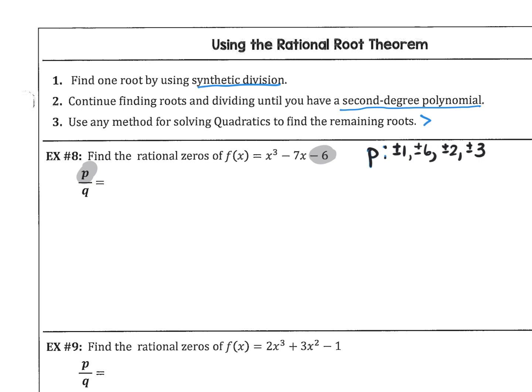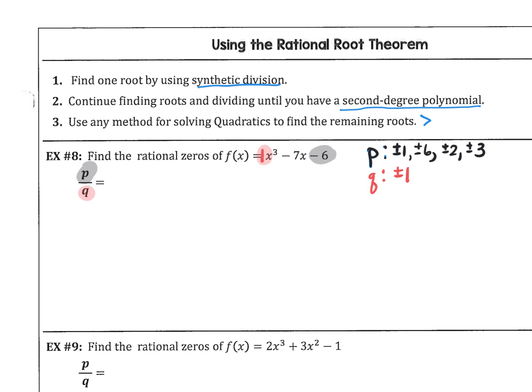Now, why are we doing plus or minus? Because we could multiply a positive and a negative or divide a positive and a negative to get negative 6, couldn't we? We always do plus or minus in front. Now, Q's come from the lead coefficient. What is the implied lead coefficient right here? 1. So my Q's are going to be, what are the only factors of 1? So this is going to be plus or minus 1.